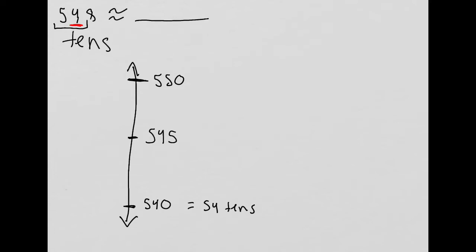So my whole number is 548. Where on my number line is 548 going to go? Is it going to be below 545? Or is it going to be above 545? 548, 545, 48 is bigger than 45, so it's going to go above. Because my number falls above the midpoint, that means I'm going to round up. So my answer, my number rounded to the nearest tens place, is 550.